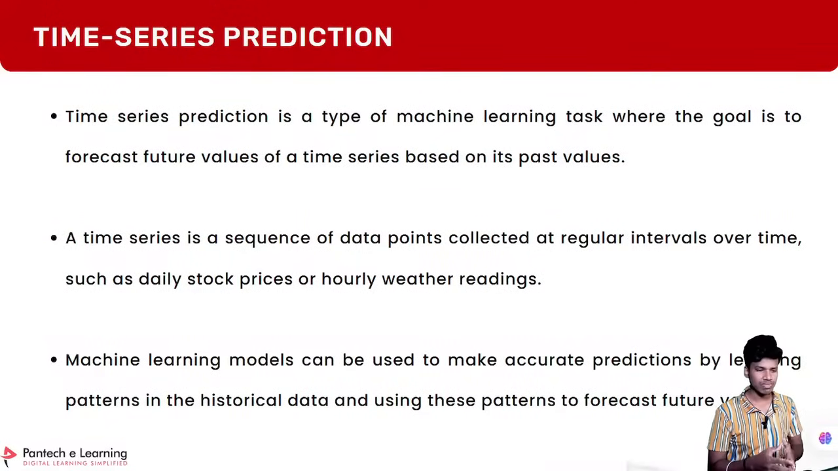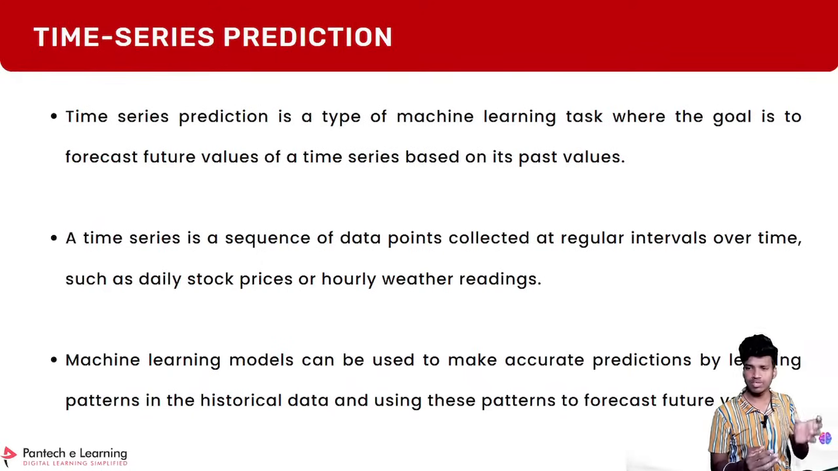Now, a time series is a sequence of data points collected at regular intervals over time, such as daily stock prices and hourly weather readings. So the examples are stock prices and weather readings. How is weather calculated? Based on today's or yesterday's temperature, we predict tomorrow's temperature. For example, yesterday was too hot and very sunny, nearly 42 to 45 degrees Celsius.